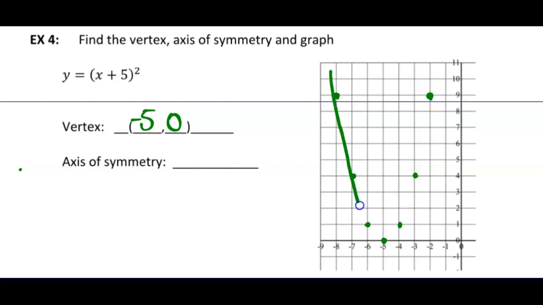There we go. That's it. That's what we've got. If I fold that, where am I going to fold it? X equals what? Negative 5.